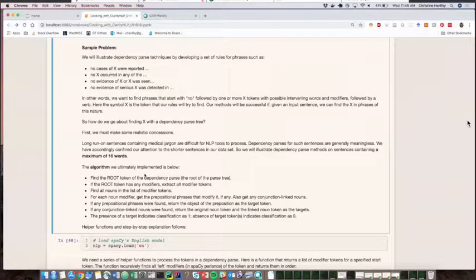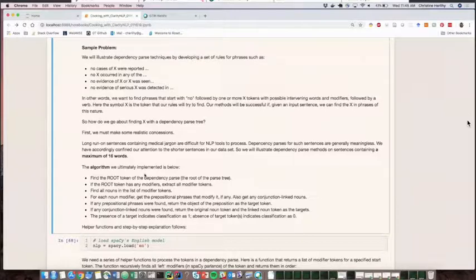What we came up with is you find the root token of the dependency parse tree. Okay, that's easy to do. spaCy gives you an object representing the dependency parse, and you can scan through it and find the one labeled root. And then you find the modifiers of the root token if it has any. And if it does have modifiers, find all the nouns in that list of modifiers.